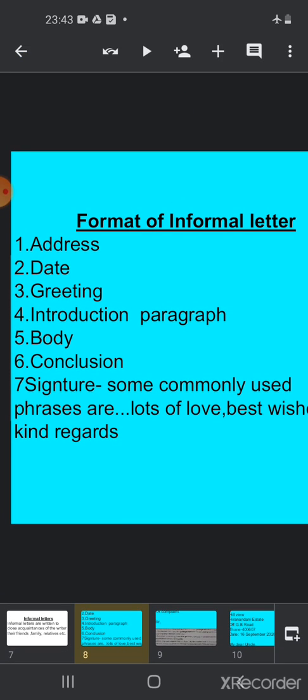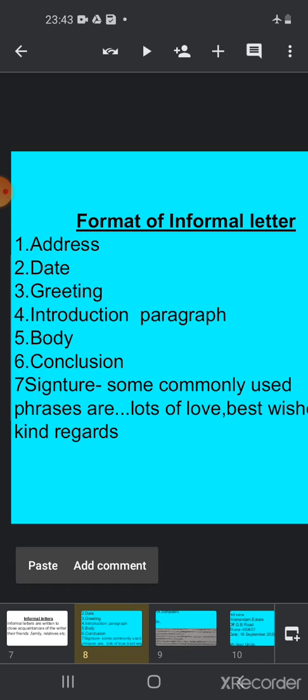Next step is the body of the letter. The letter overall should maintain a friendly tone, but you have to adjust the language and the wordings according to whom you are writing to. With a friend you can afford to be very casual, but if you are writing to an elder relative, you must be extremely respectful and considerate.